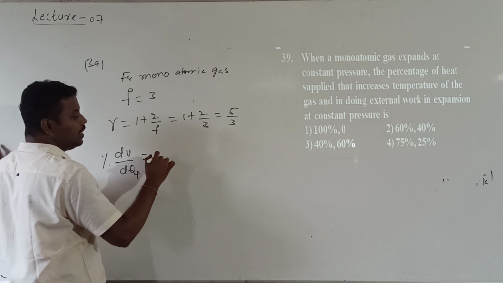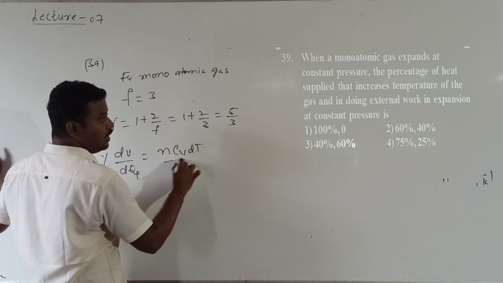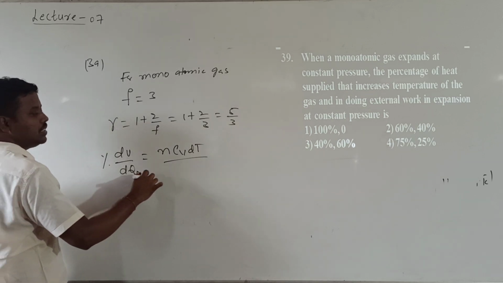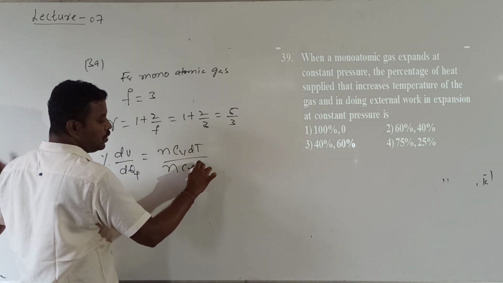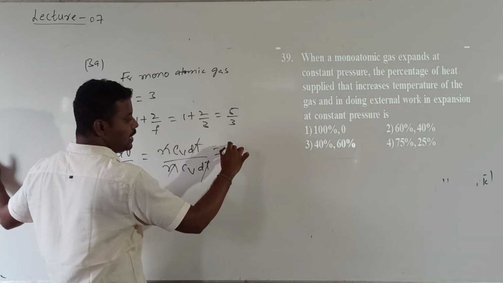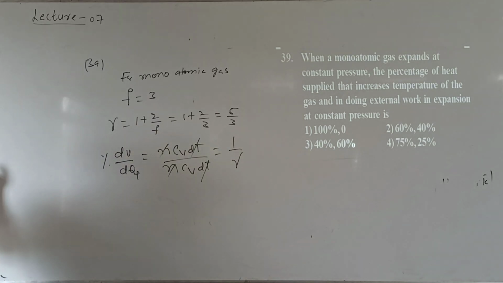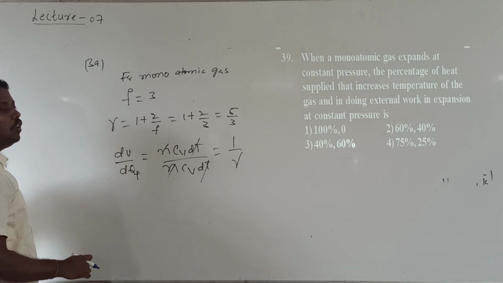So how can I calculate? dU formula is N into Cv into dT. This is the heat supplied at constant pressure: N into Cp into dT. So N cancels, dT cancels. What is Cv by Cp value? 1 by gamma. Cv by Cp value is how much? 1 by gamma.